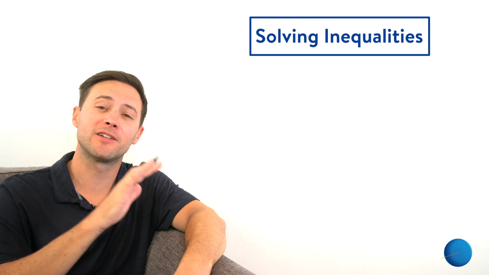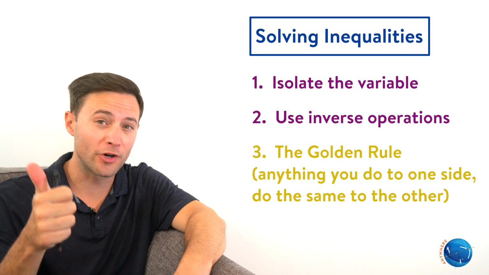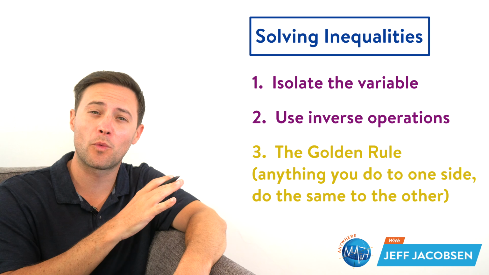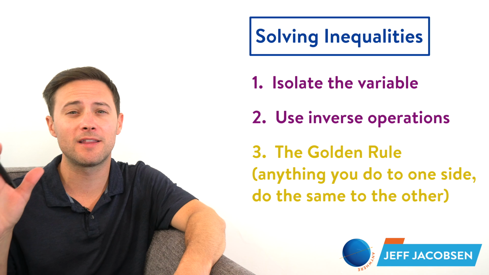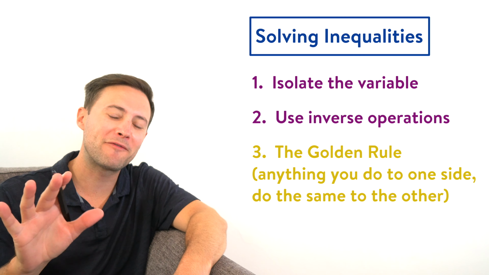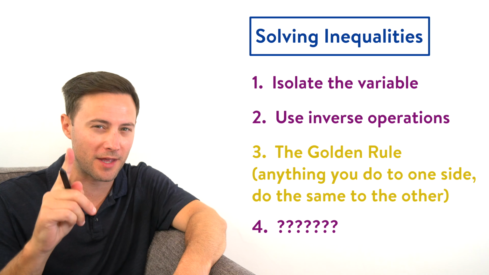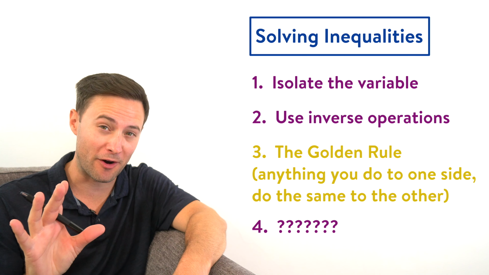Today, we're solving inequalities using multiplication or division. Let's get to it. Just like we did with addition or subtraction, we're still going to try to isolate the variable on one side. Anything we do to one side, we need to do the same to the other. However, with multiplication and division, there's one more thing we need to watch out for.